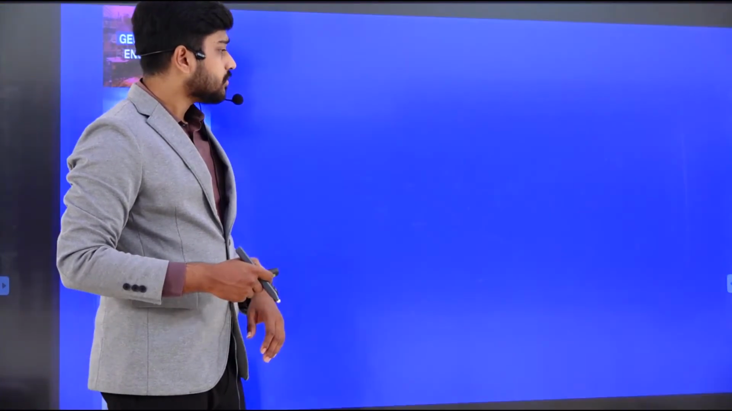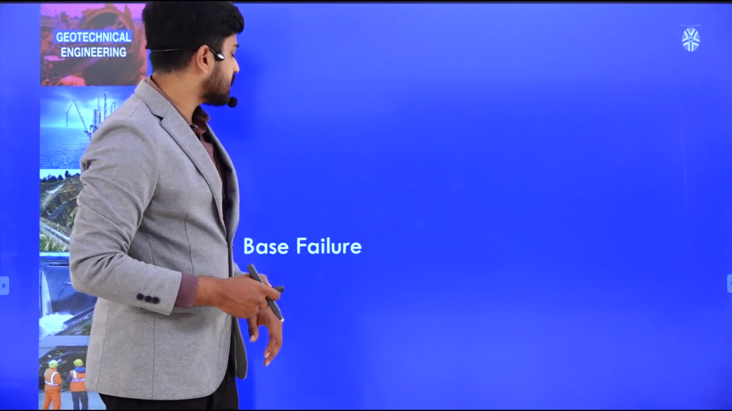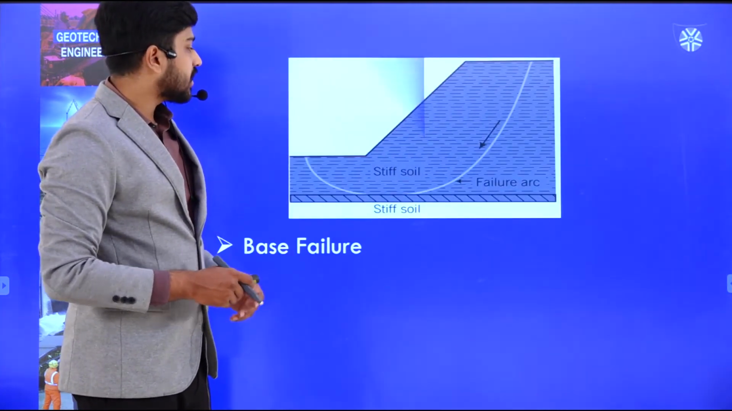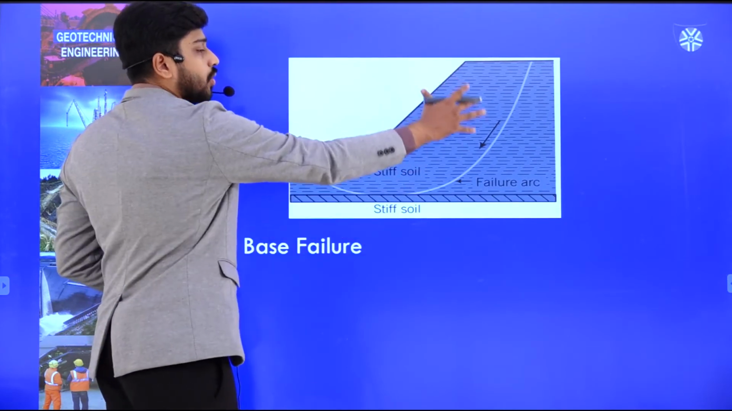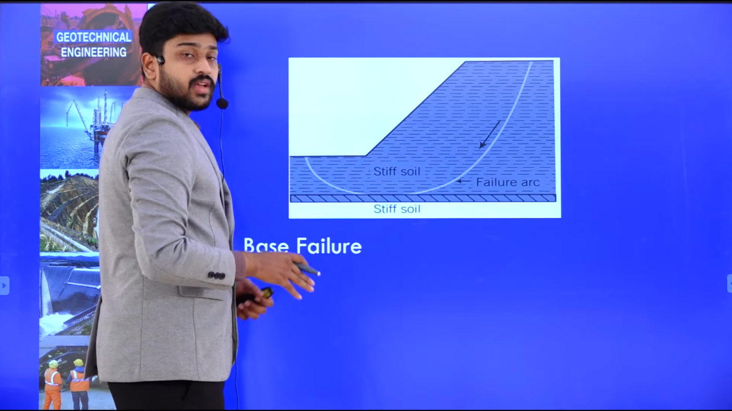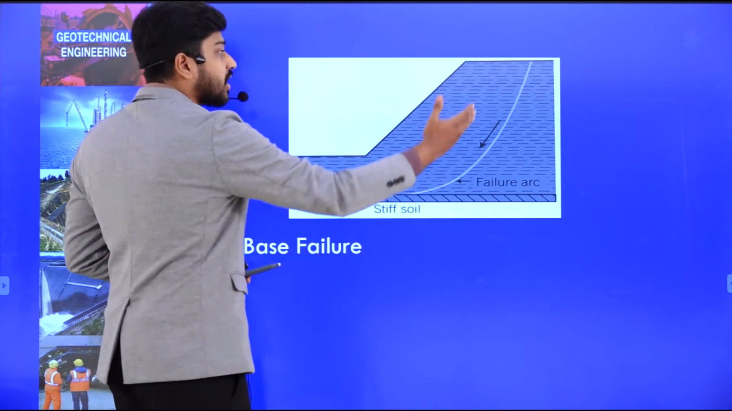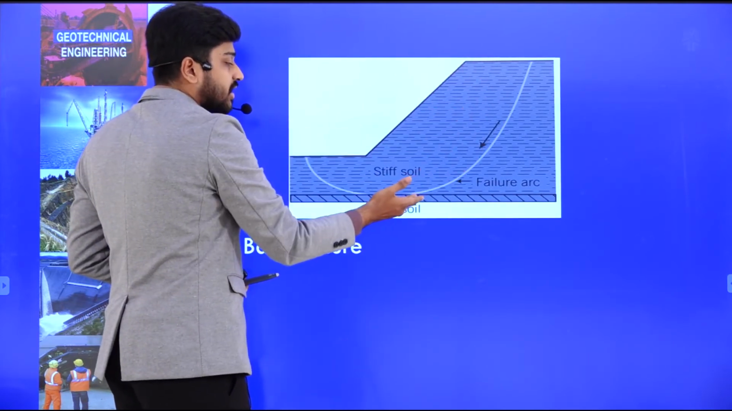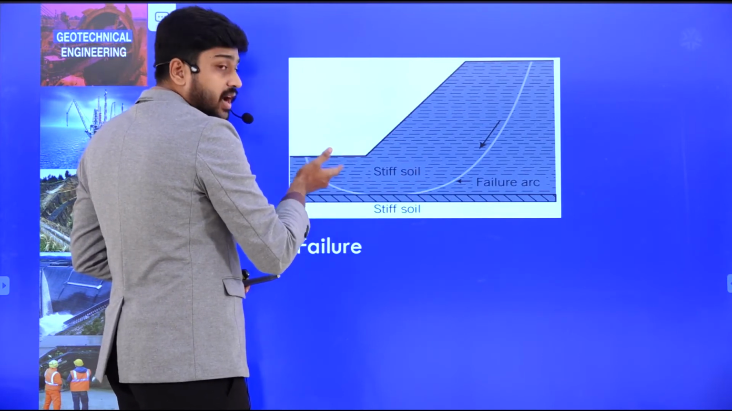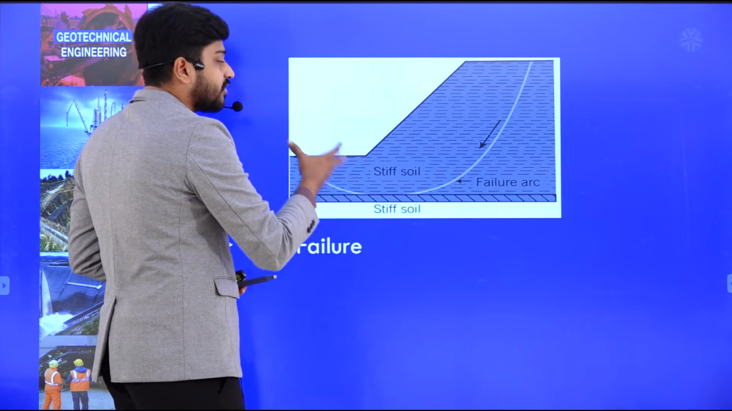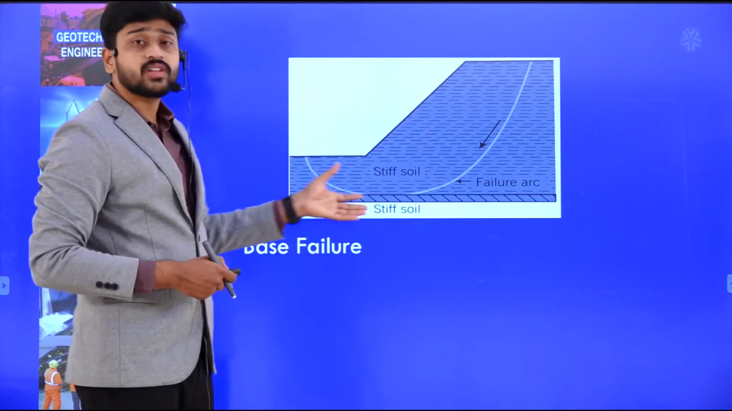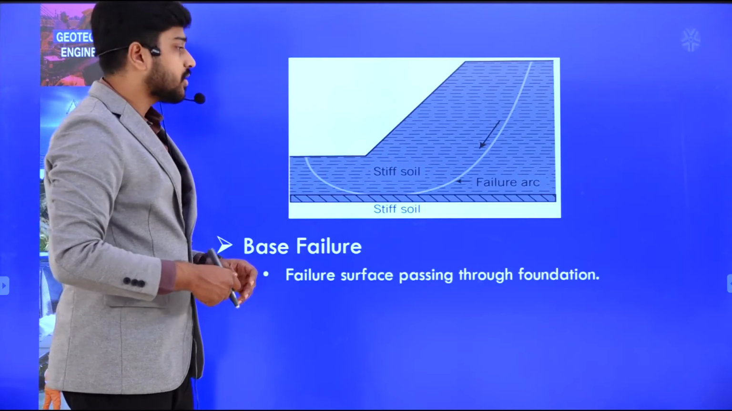Let us look at the other type, that is the base failure. If you look at this particular diagram, imagine this is a homogeneous soil and there is a stiff soil present at the bottom. In such cases also, the failure arc may try to occur and intersect the stiff soil, but along with that, this region may also tend to fail. That means it is touching the base. Such type of failure is known as a base failure.